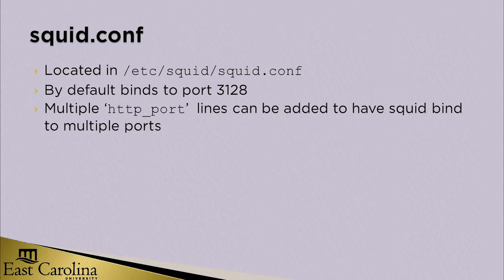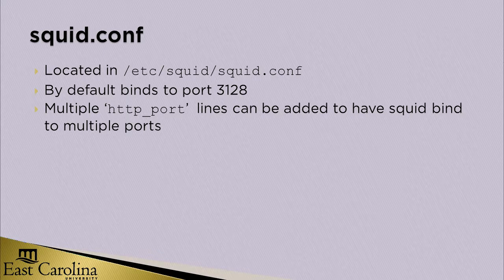I want to focus on one command in particular, the http_port command. This command tells Squid which port to listen to. By default, it is bound to port 3128. This can be easily changed, and multiple http_port commands can be issued to Squid, causing it to bind to multiple ports.